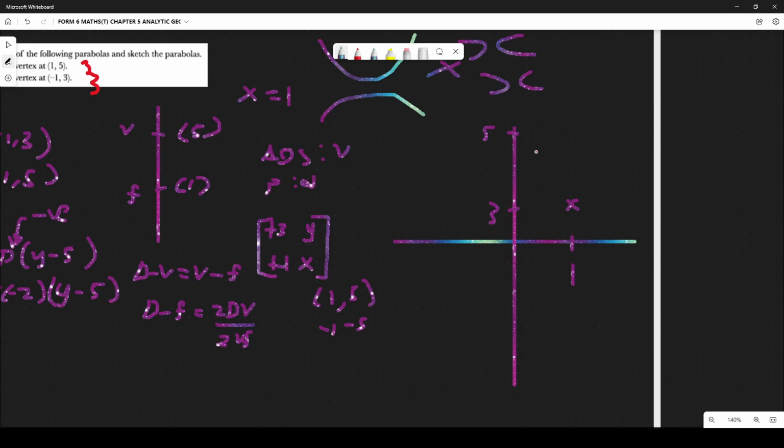Since we know negative means it goes down, okay, it goes down. This will be our x and this will be our y. This will be our vertex. You can also label the directrix if you want. Since we know this is 2, the directrix will be around 7. So 7 here, this will be the directrix.